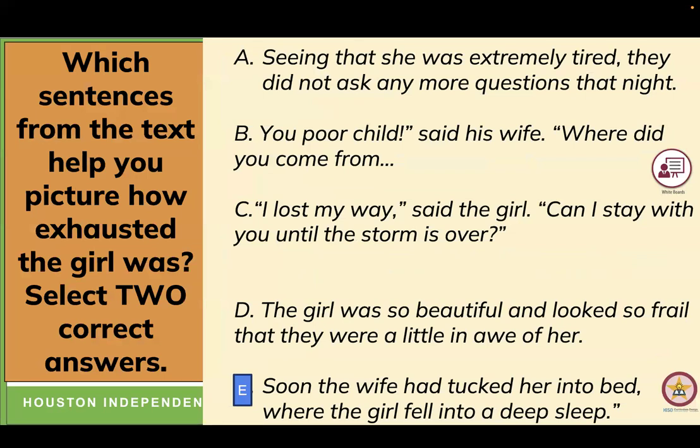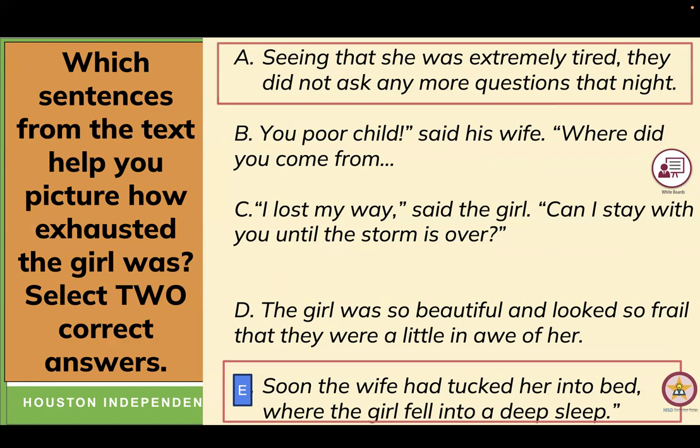Which sentence from the text helps you picture how exhausted the girl was? Remember to select 2 correct answers. You've guessed it. The first one, seeing that she was extremely tired, they did not ask any more questions that night. And the last one, E, soon the wife had tucked her into bed, where the girl fell into a deep sleep.